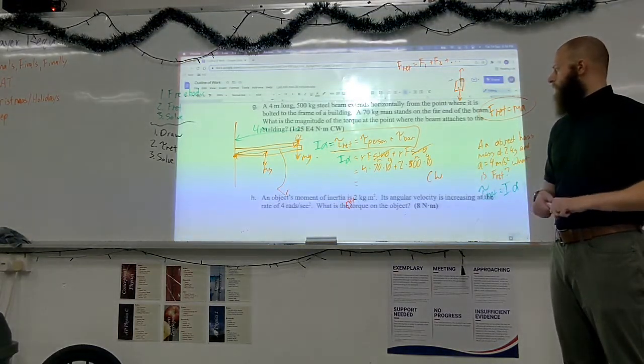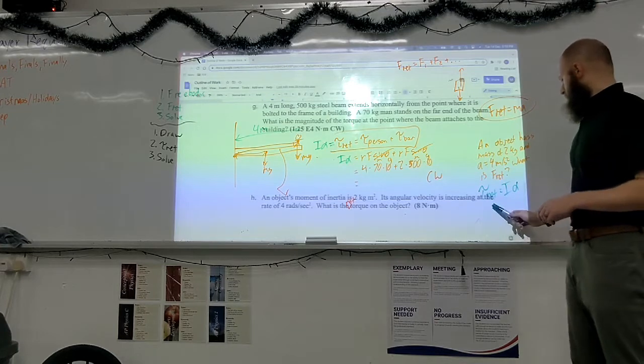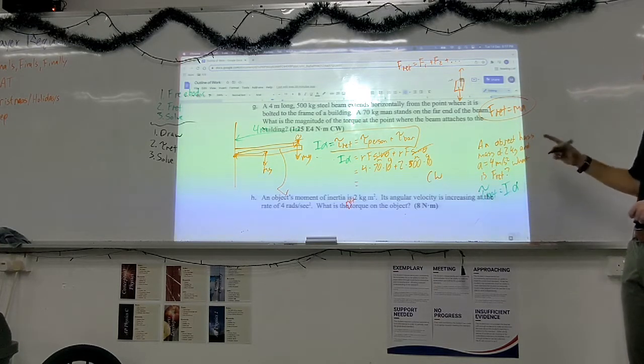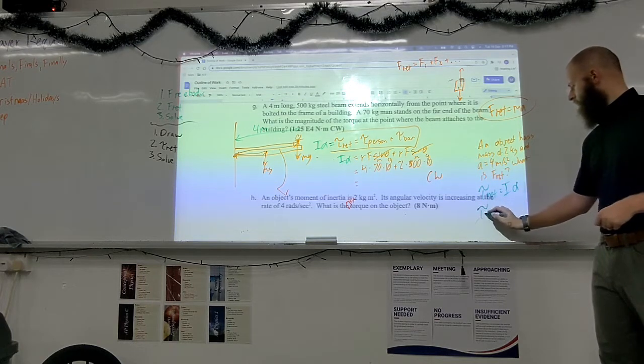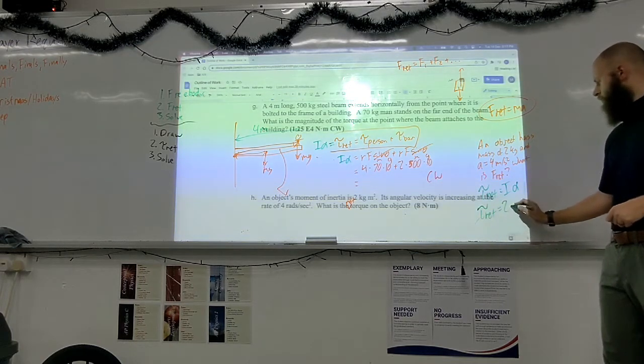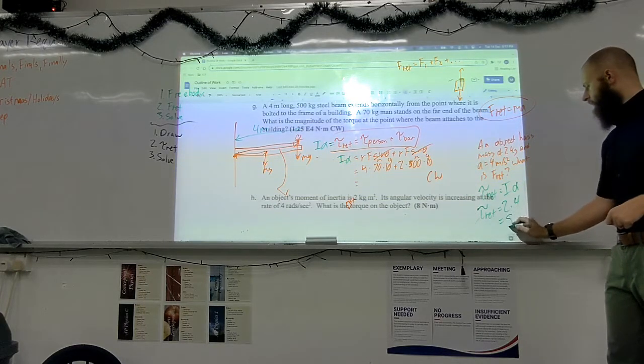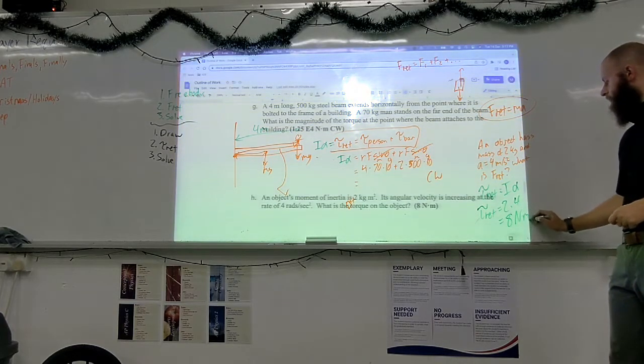Okay? So let's go ahead and solve this. This will be pretty simple. So my moment of inertia is 2. My angular acceleration is 4. So the net torque is 8 Newton meters.